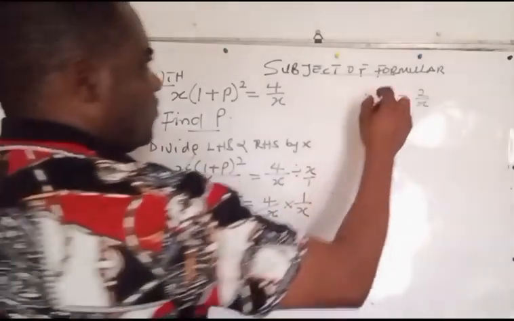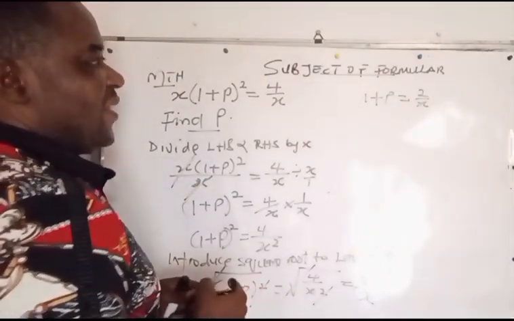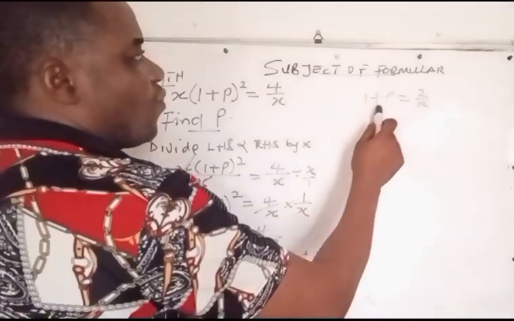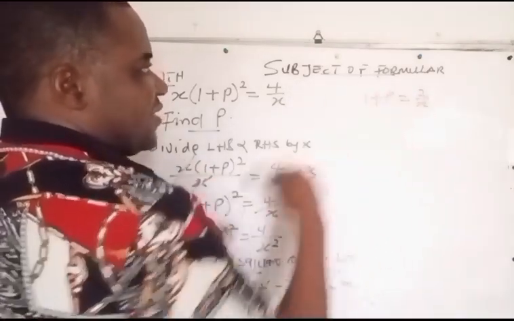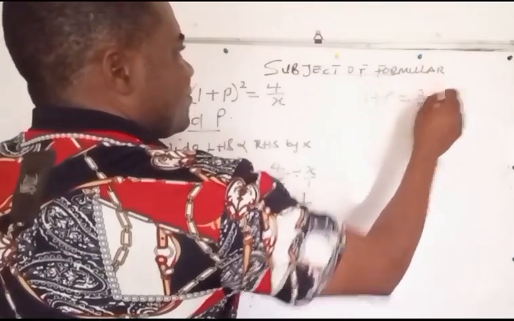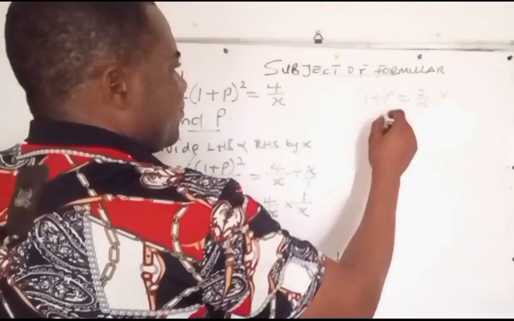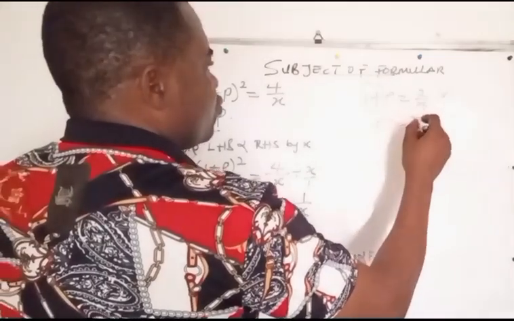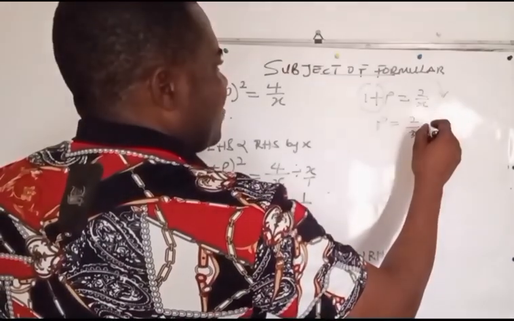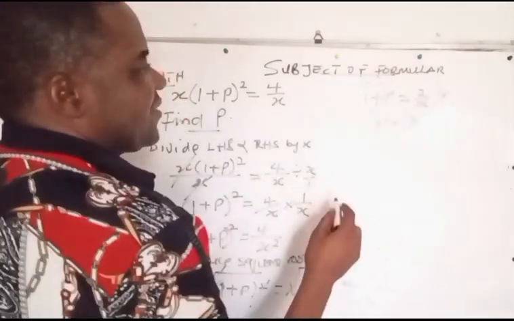Okay, 1 plus, sorry, 1 plus. So we're simply going to look for our p by introducing a negative 1 to the right hand side, because this will be moved to the right hand side. And if we do that, we're going to have plus p is equals to 2 all over x minus 1, because the plus 1 here has left to this other side.